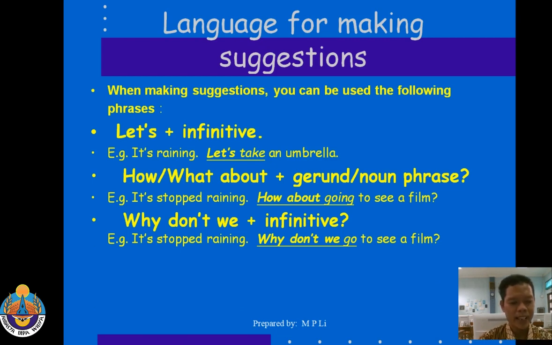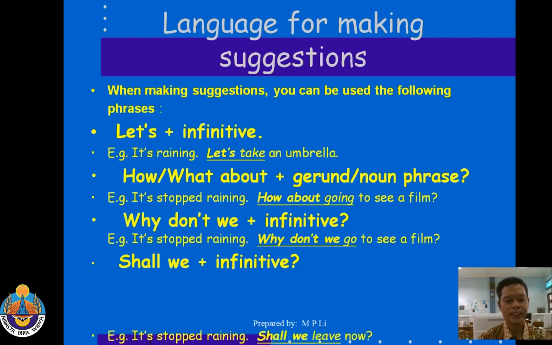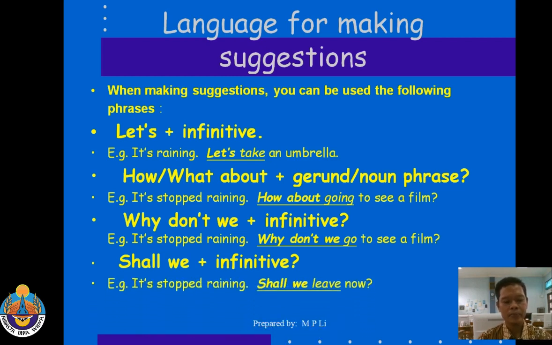And the last, you may use shall we followed by infinitive. For example, it stopped raining. Shall we leave now? So be careful when you use how about or what about, because it must be followed by gerund or noun phrase, and the others you may use infinitive or verb 1.